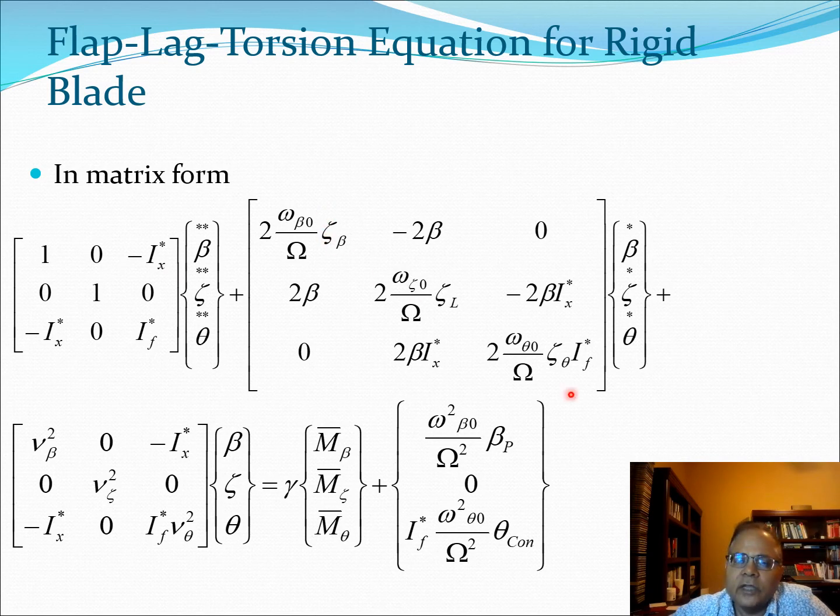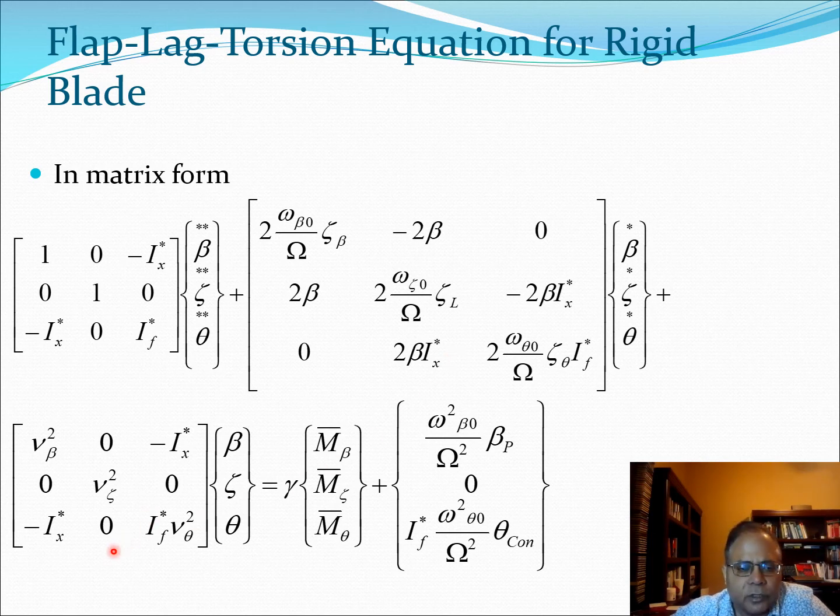Now if we look at the damping matrix, there are all these diagonal terms coming directly from the viscous damping we have introduced, but there are these very interesting anti-symmetric terms. So there is a negative 2 beta, there is a 2 beta, there is a negative 2 beta Ix star, there is a 2 beta Ix star, and these are very emblematic of Coriolis forces. So these are the Coriolis terms in the damping equation. Very nice looking terms, but difficult to manage.